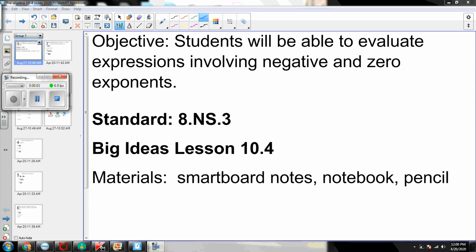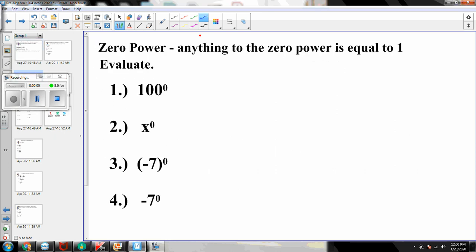Today our objective is to be able to evaluate expressions involving negative and zero exponents. First, we're going to talk about zero powers. Anything to the zero power is equal to 1. So if I take the number 100 to the zero power, that is going to equal 1. When I take x to the zero power on number 2, that will also be 1. Because any number to the zero power is 1.